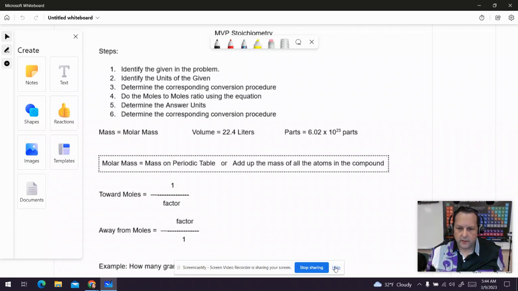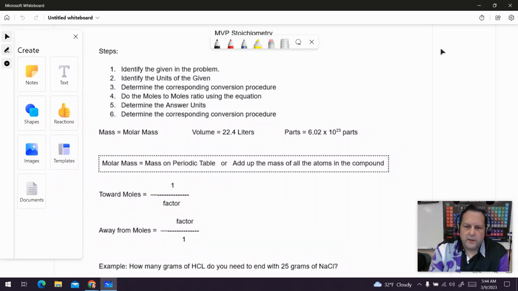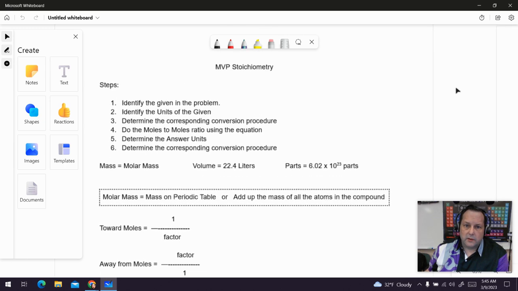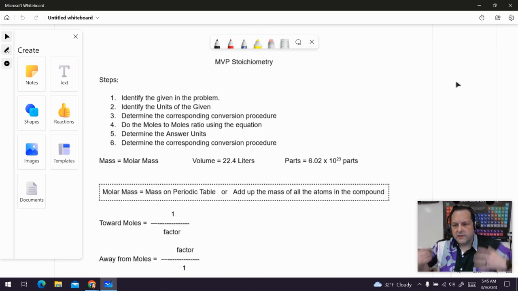All right, folks. I'm going to go over a document that I made specifically because I wanted to make sure that you could see visually how simple stoichiometry can be. It doesn't have to be this huge, difficult thing to do. It's pretty straightforward. So, I called it MVP stoichiometry. You'll see in a minute why that is.